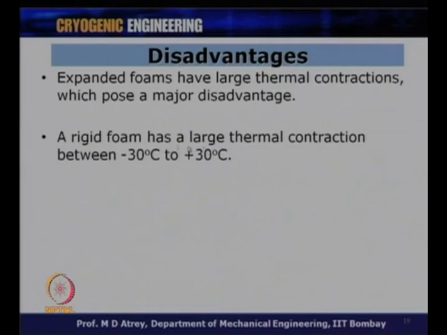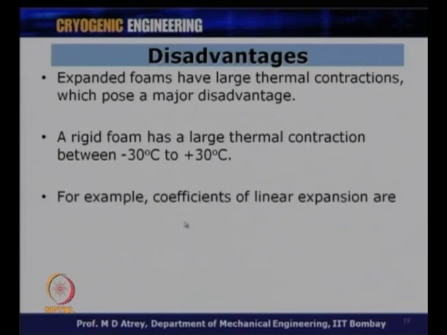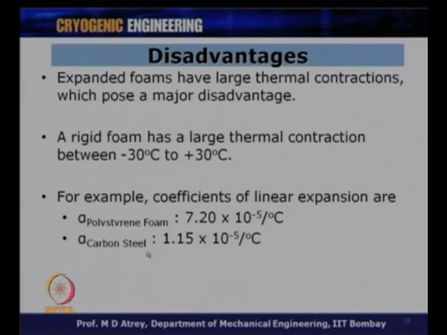A rigid foam has a very large thermal contraction between minus 30 degree centigrade and plus 30 degree centigrade. For example, the coefficient of linear expansion for foam is around 7.2 into 10 to the power minus 5 per degree centigrade, and if I compare it with carbon steel, it is just 1.15 into 10 to the power minus 5. That means the linear contraction is almost 6 to 7 times higher. So you can see that the contraction will be so drastic in this case. The foam will just get stuck on the material on which it is fitted.